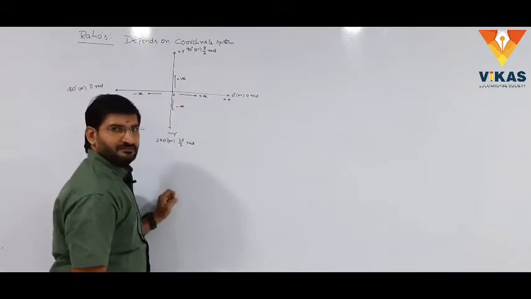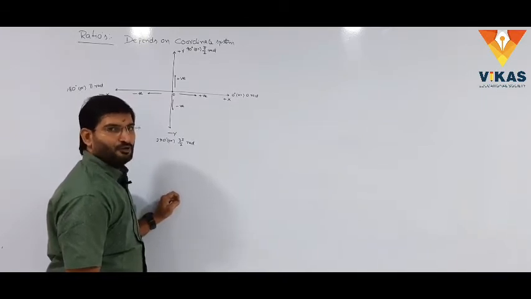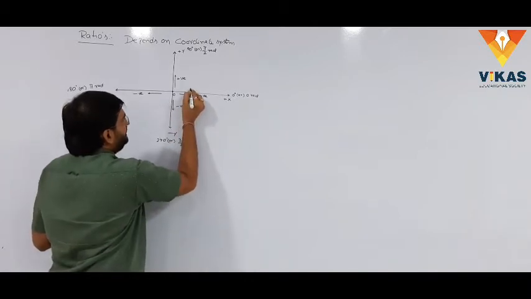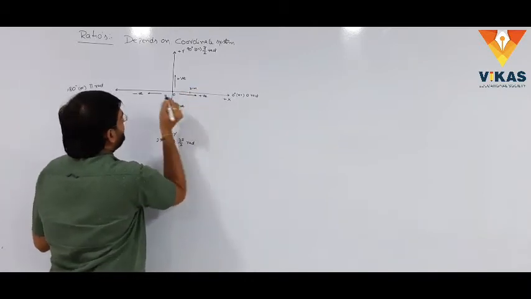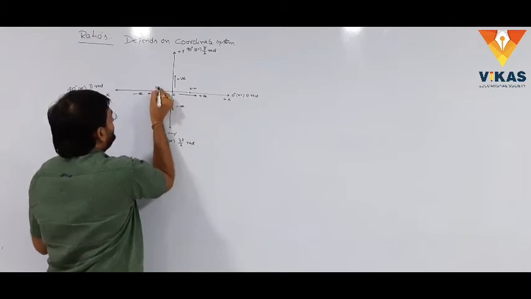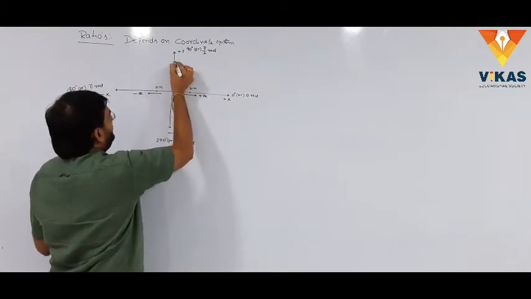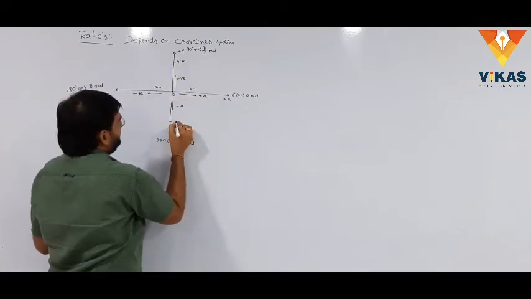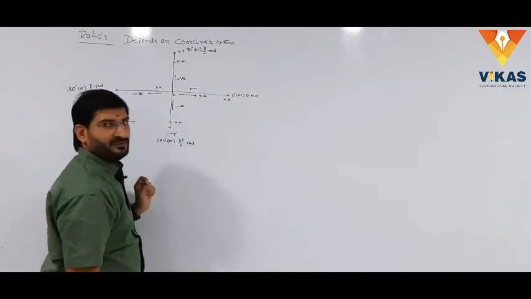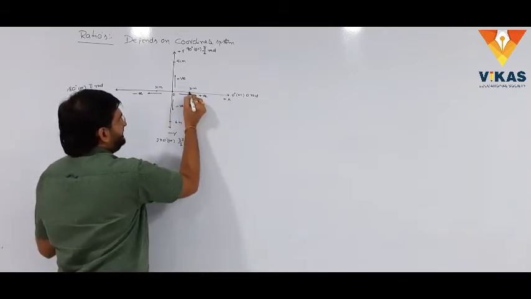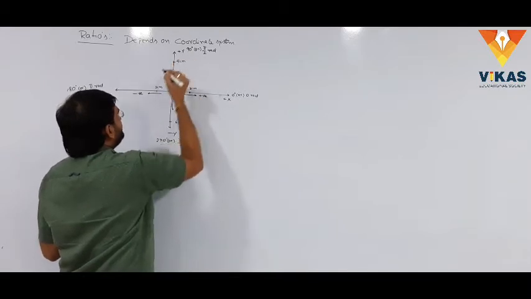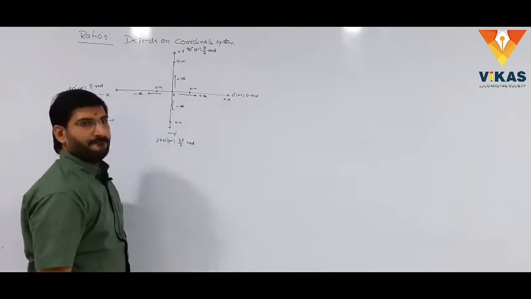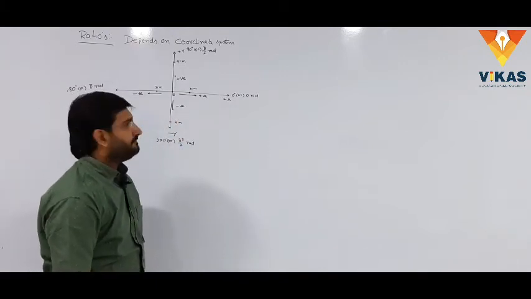A small example, I will explain how to measure the distances in the coordinate system. Suppose here 3 centimeters is there, here 2 centimeters, here 5 centimeters, here 6 centimeters. A particle at 3 centimeters, here the particle at 5 centimeters, here the particle at 2 centimeters, here the particle at 6 centimeters. What are the identifications?